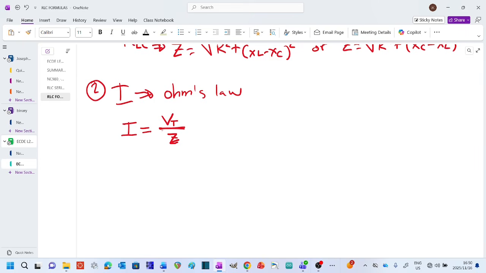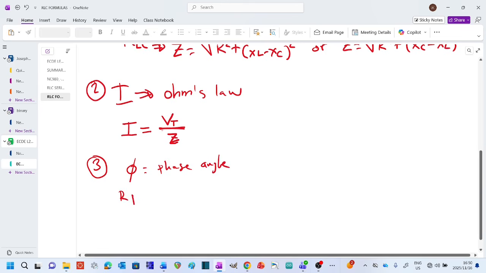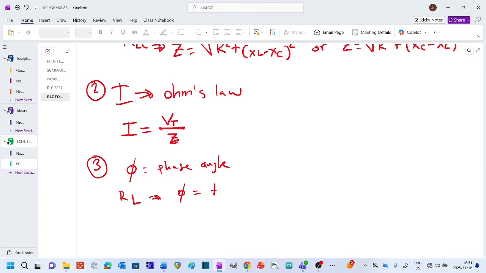So number three, you can be asked to calculate the phase angle. For the phase angle, you have to be careful. So when you are dealing with the RL circuit, your phase angle is equal to tan to the power negative 1 multiplied by XL over R. R is always the denominator.